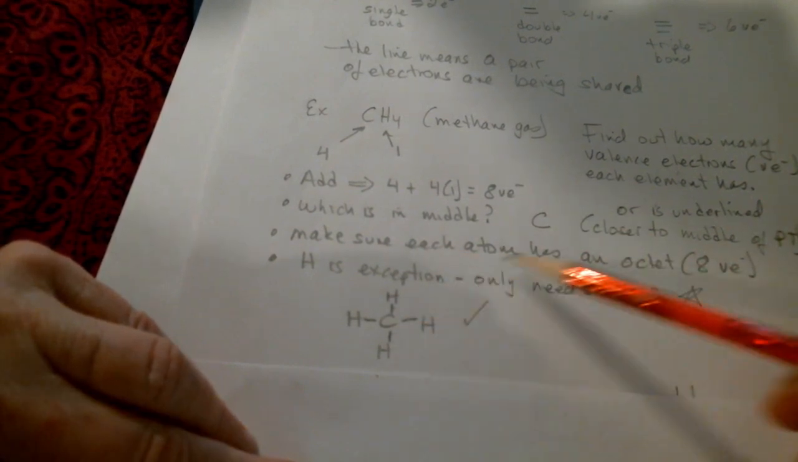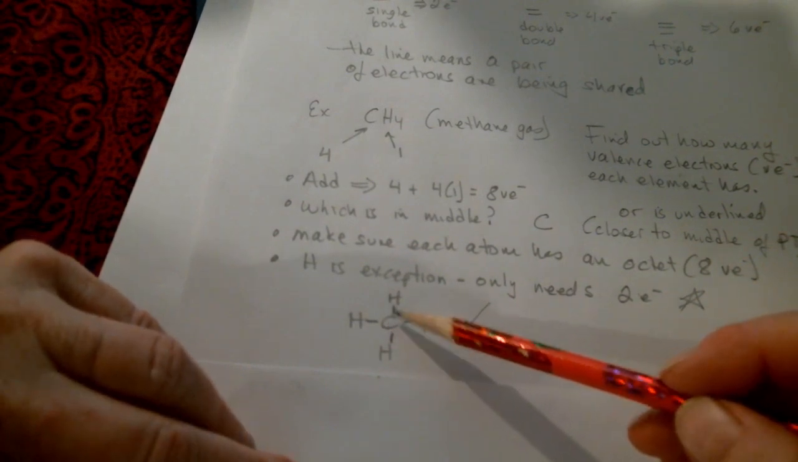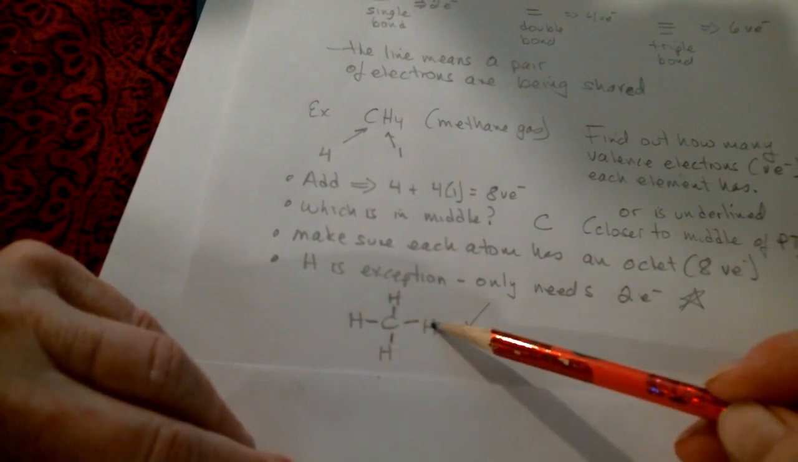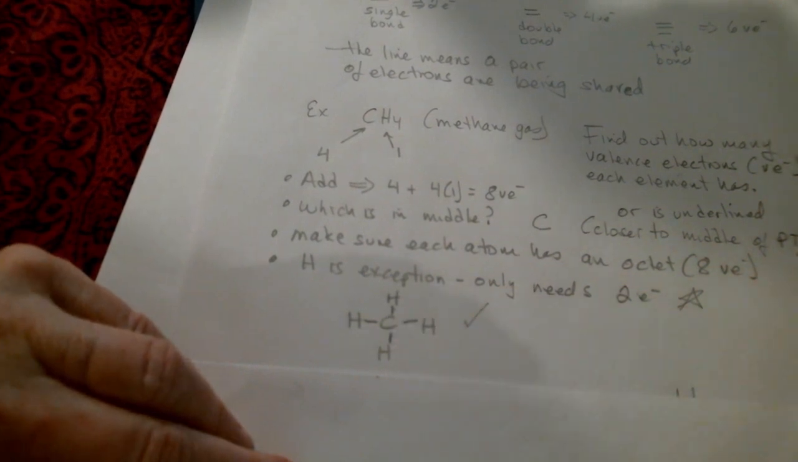So let's see if everything has an octet. Well, carbon needs 8 around it. 2, 4, 6, 8. Hydrogen only needs 2, and there are 2. These 2 count for the carbon and for the hydrogen.